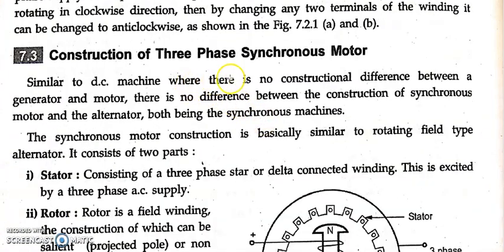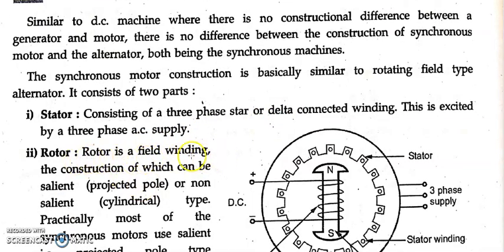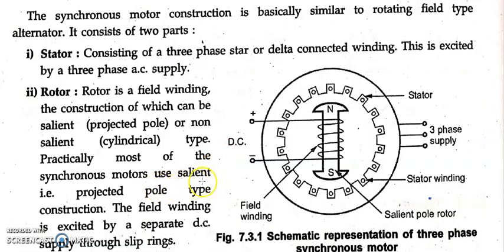Now let us see the construction of the three-phase synchronous motor. Here also we have two main parts. One is the stator, the other is the rotor. The stator carries the stator conductors. Again, the synchronous motor is always three-phase. It may be connected in star or delta. And for the rotor, we know there are mainly two types. One is salient, the other is non-salient type, and most rotors will be of the salient type. Salient means projected type poles.